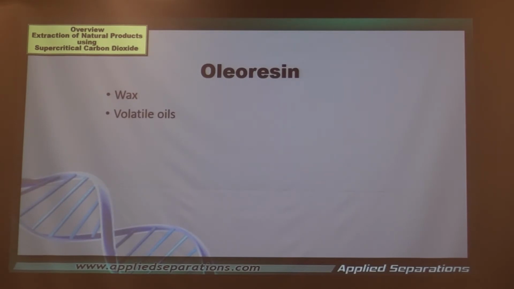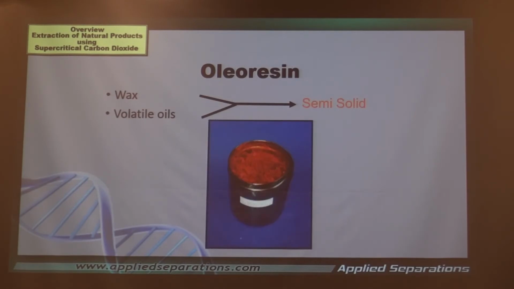The industry can make a concrete, and this is the combination of the wax and the volatile oils. The concrete is often made by an ethanol extraction. The industry still does this because it's very cheap and easy to do. Supercritical extraction can do the extraction, or we can start from the concrete. Or as the French say, the other English word is the concrete.